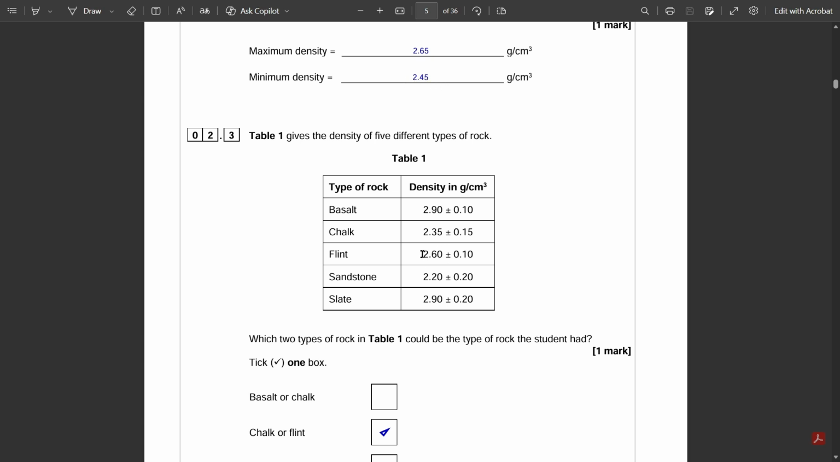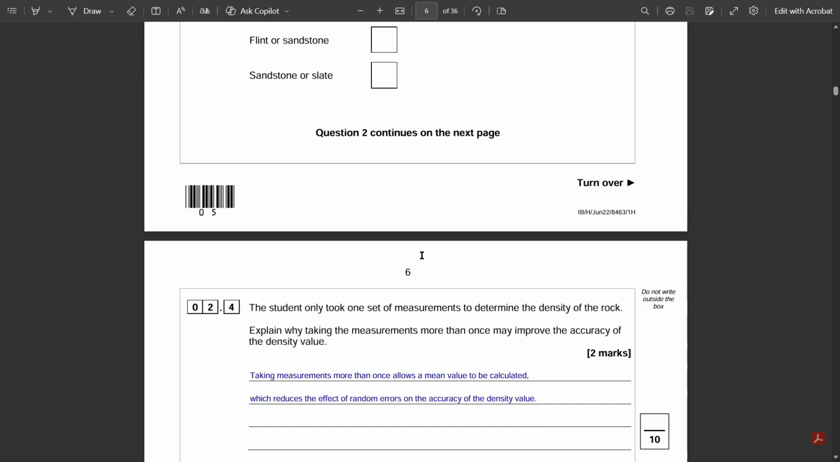And the same with flint. The flint also fits within that range. In fact, the average for flint fits within that range. So it could either be chalk or flint.